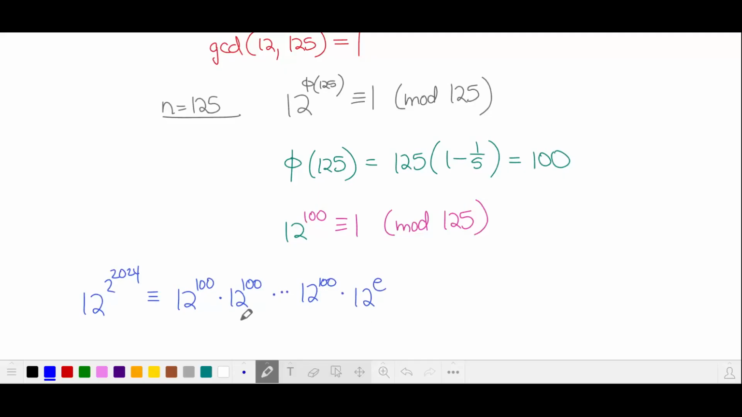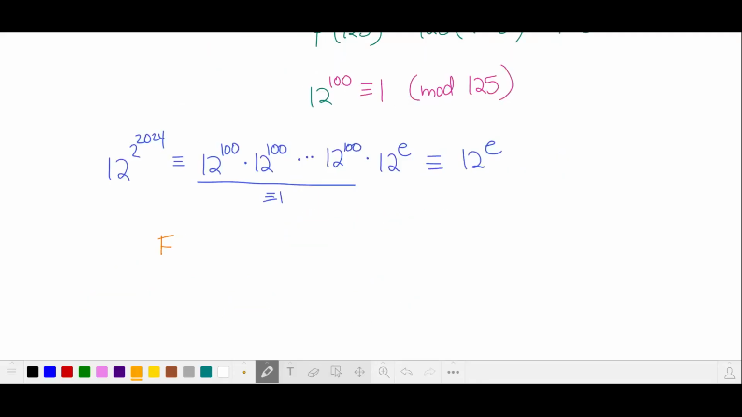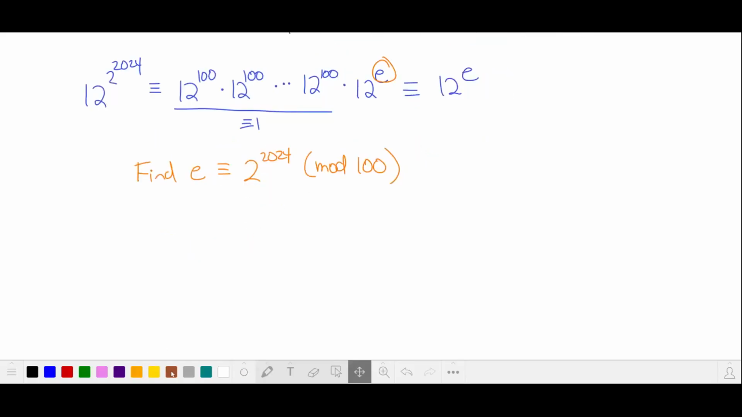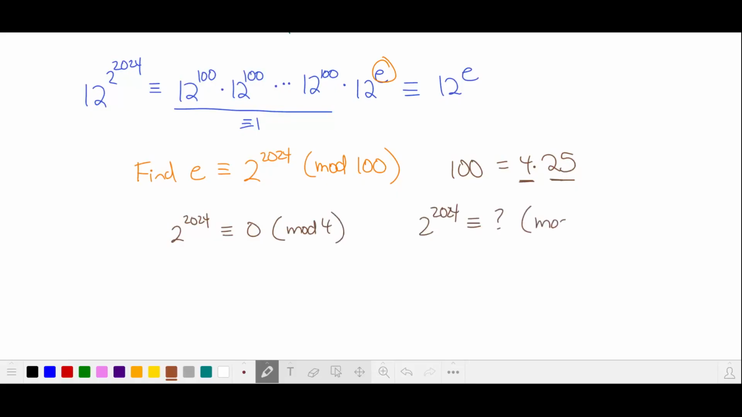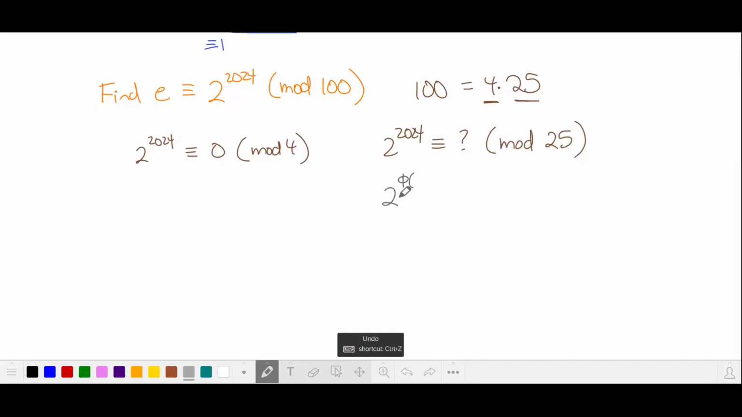That will be the residual in mod 100. So we're going to try to find e, this remaining exponent, when we divide by 100. We'll use Euler's theorem again, noting that 100 is 4 times 25, and taking these mods separately. 2 to the 2024 is clearly a multiple of 4. So now we'll find 2 to the 2024 in mod 25. Using Euler's theorem, we know that 2 to the phi of 25 is 1.